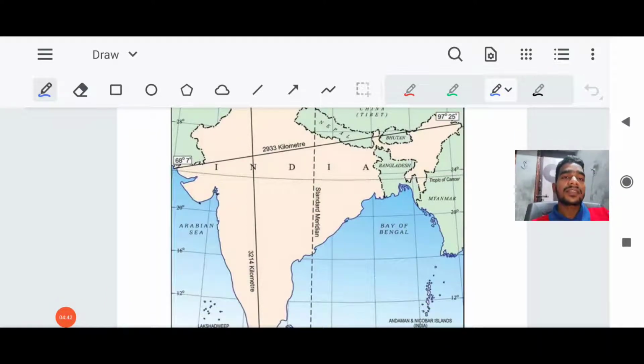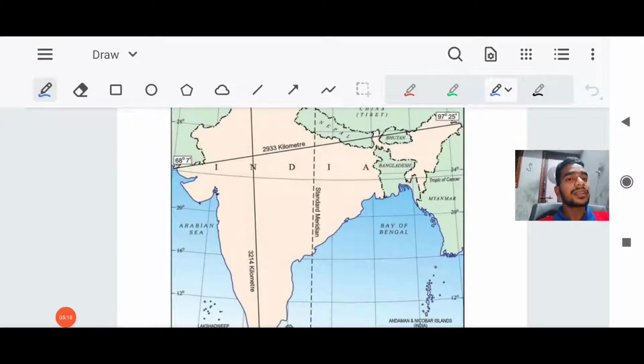Being specific with time, how is the time decided? In 1 hour there is 15 degrees, and in 2 hours there is 30 degrees. So from the part of Gujarat, that is 68 degrees 7 minutes, and from Arunachal Pradesh 97 degrees 25 minutes, what is the difference between the longitudes of Gujarat and Arunachal Pradesh? It is almost 30 degrees, you can say.